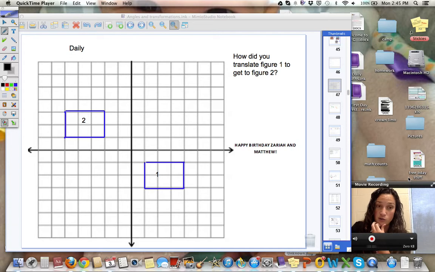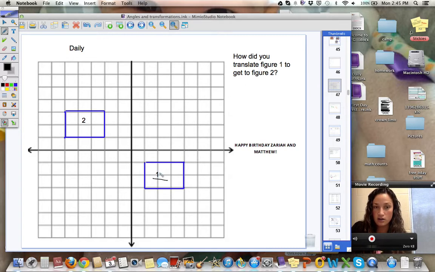This is what they're going to work on for the first 5 to 10 minutes of class. Press play after they've had time to work on it. All right, so we're looking at how you got from figure 1 to figure 2. Figure 1 is here. We're trying to get to here. It's not the other way around.